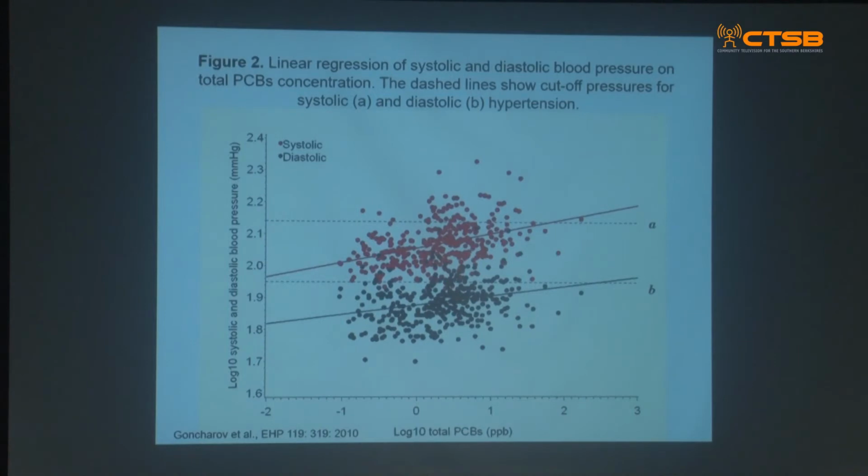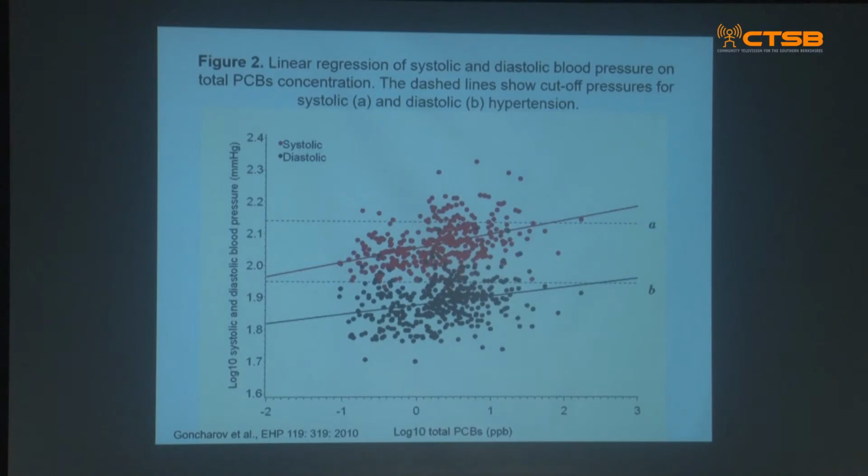These are the results from our measurements of blood pressure in these 772 people. The red dots are systolic blood pressure. The black dots are diastolic blood pressure. And if you can see it, there are dashed lines there, which indicate what is clinically defined as being hypertension, both for systolic and diastolic hypertension. All right, the first thing that strikes you, and that line is statistically calculated, the higher the PCB, the higher the blood pressure. And this is true even for those people that did not have clinical hypertension.